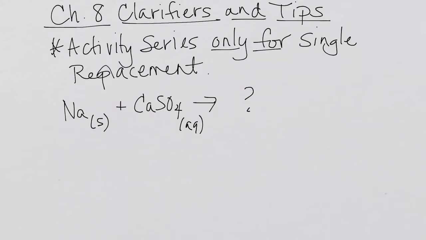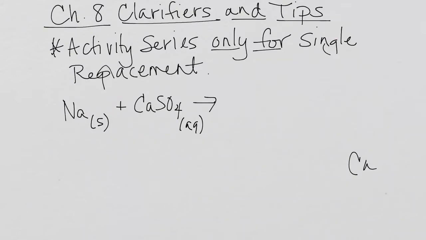What you would need to do is look at the activity series. And if sodium is higher on the activity series than calcium, the reaction will occur, because what that means is that sodium metal. So when you look at the activity series, it gives a list of all of the metals, not ions, but metals. And sodium metal wants to be an ion more than calcium. Therefore, it wins. Okay, and so that means that this reaction will occur. So then we would have to predict it.